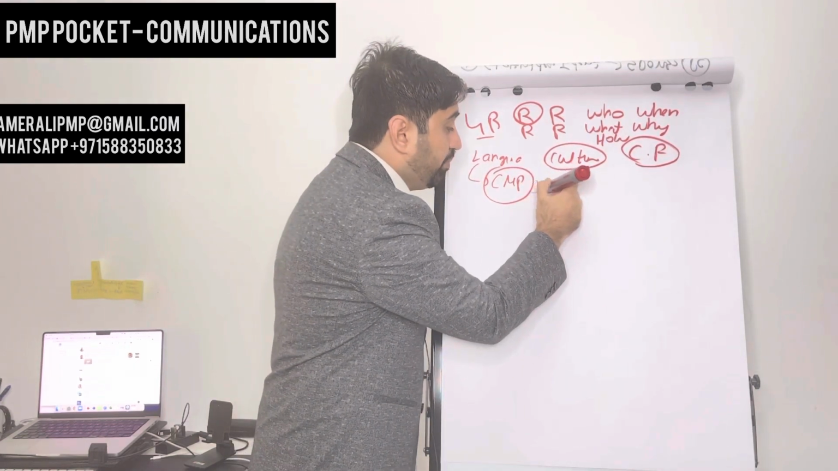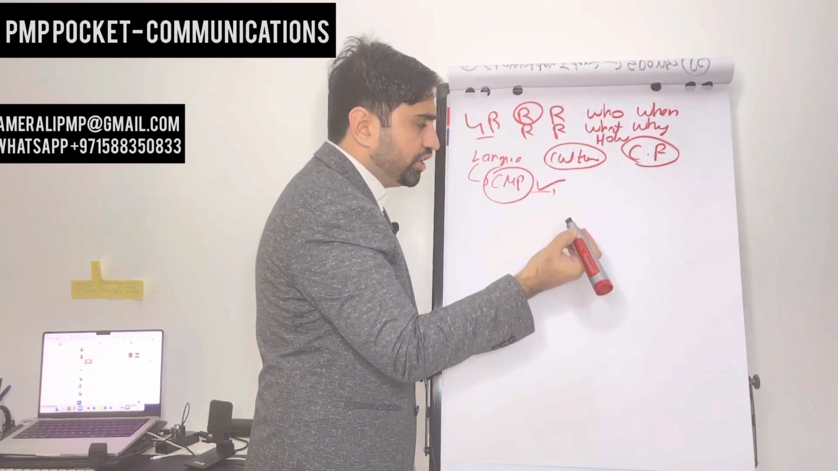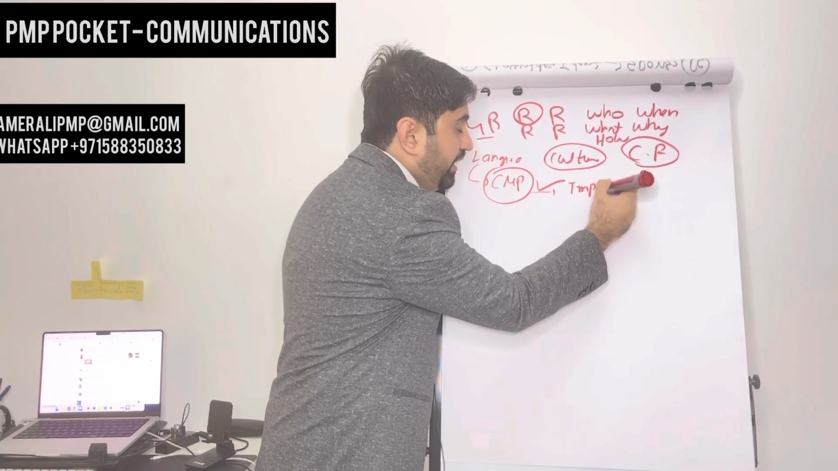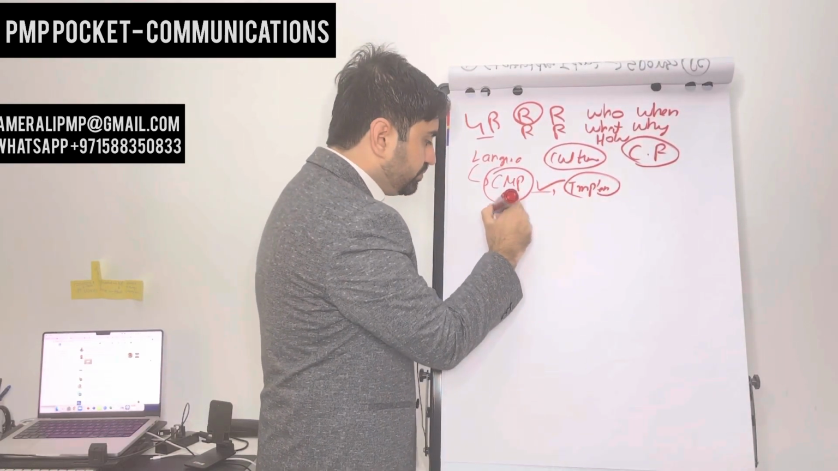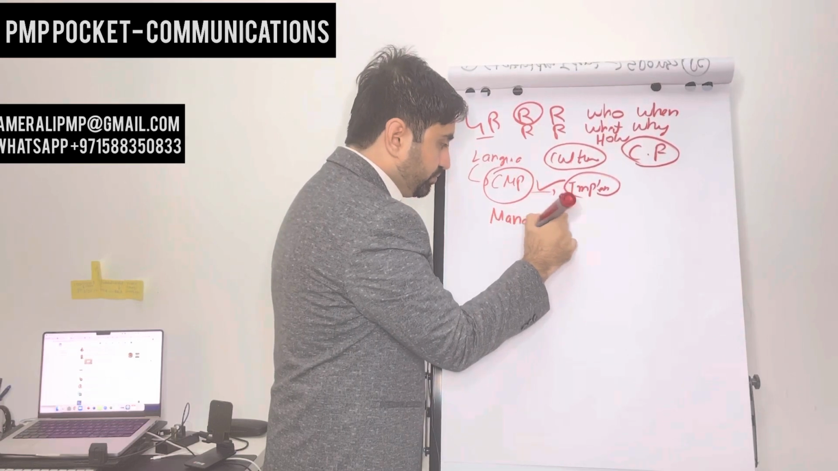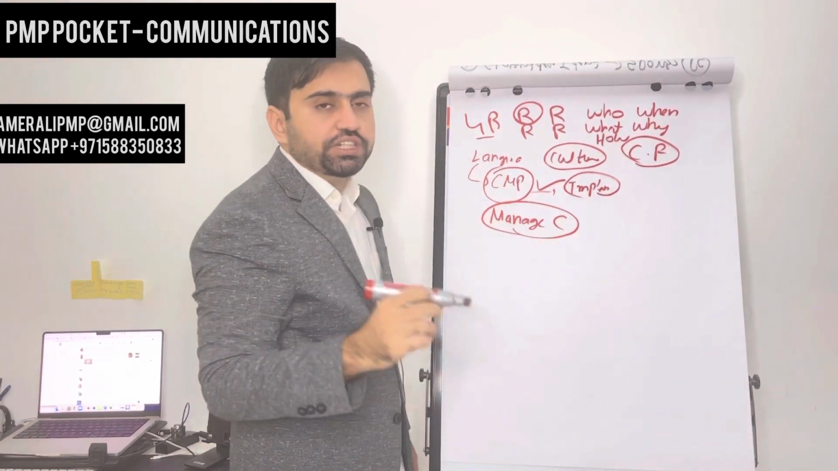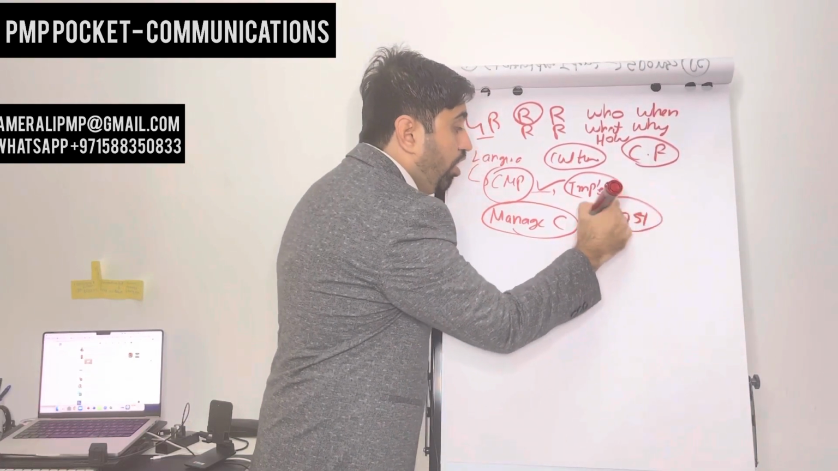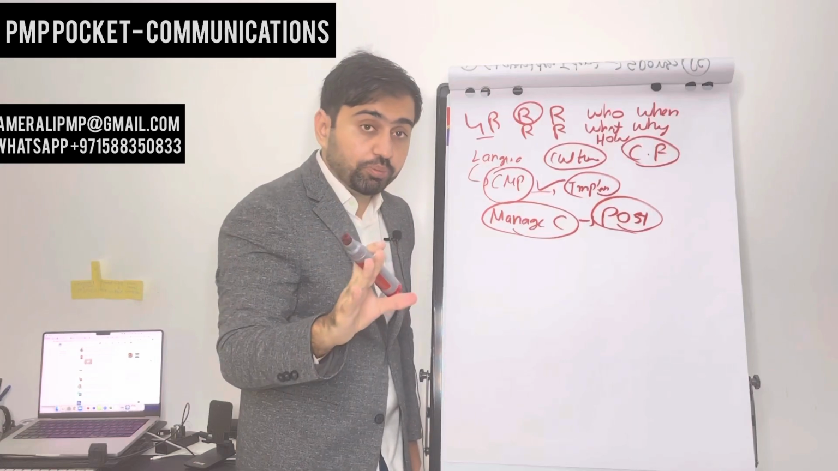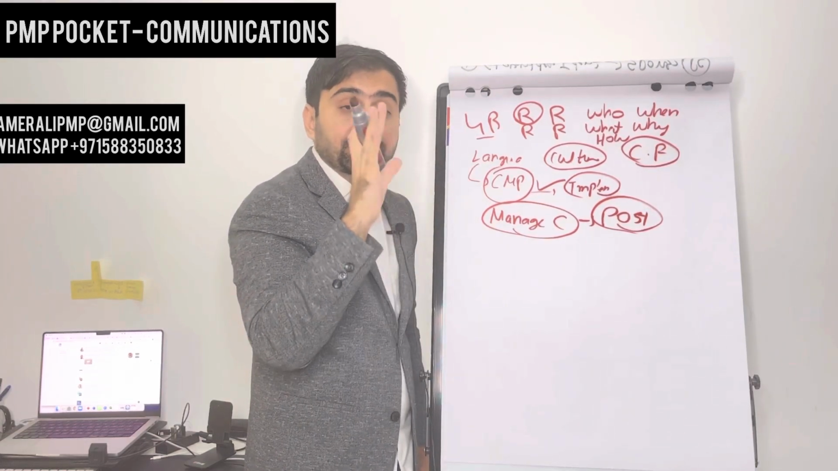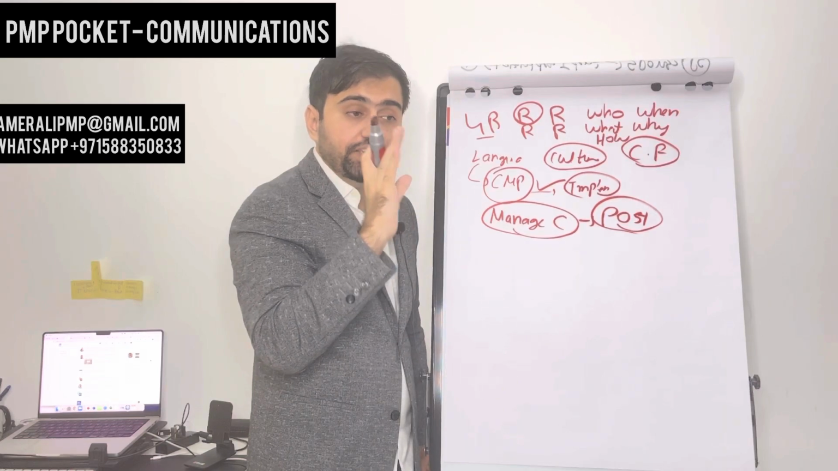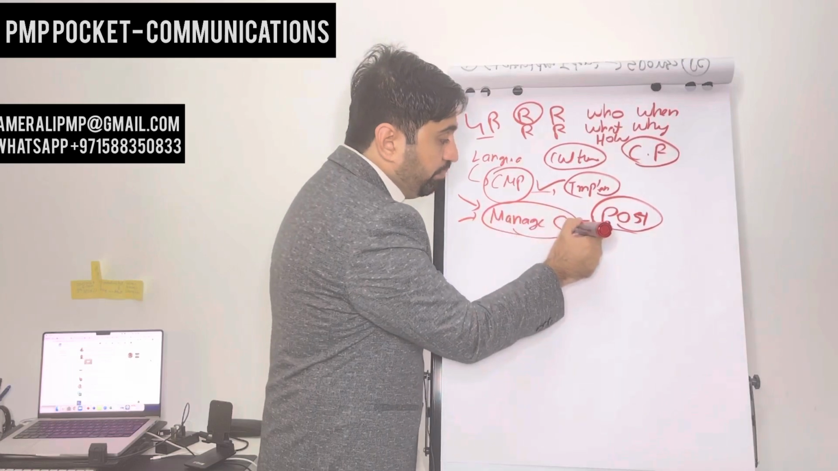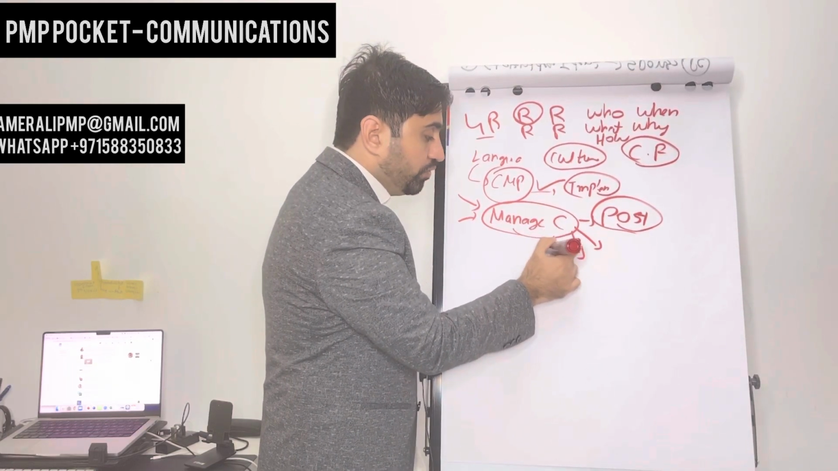Once the communication management plan is approved by sponsor or change control board or governance board, then we implement the communication management plan. And here comes the very important topic: manage communication. Manage communication, I call it the post office of project management. Why? All the communication that happens in your project, every single email, message, whatever, should pass through manage communication. It's the post office of the project.